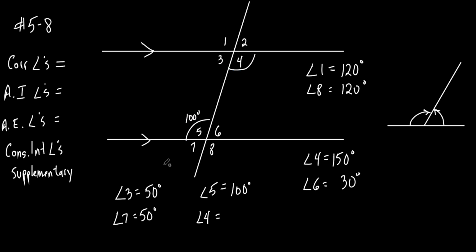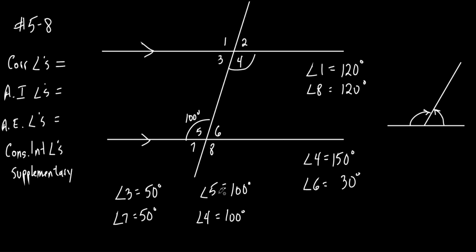What's true about angle 5 and 4? They're alternate interior angles, okay? And they're both obtuse, right? If they're both obtuse, they've got to be equal. So if that's 100, then that's 100. Easy as that. Right? All the obtuse angles are equal.